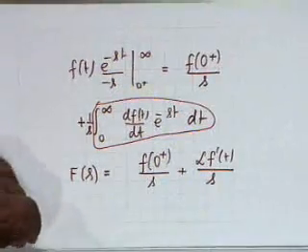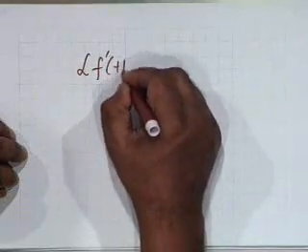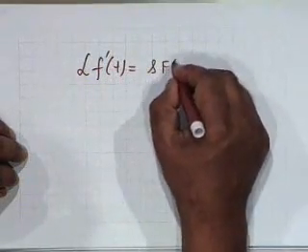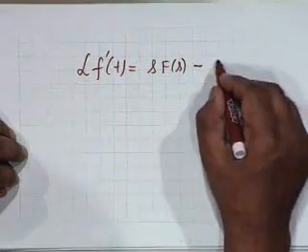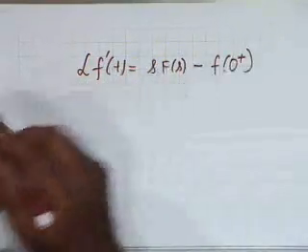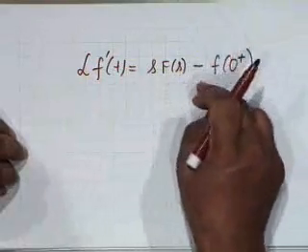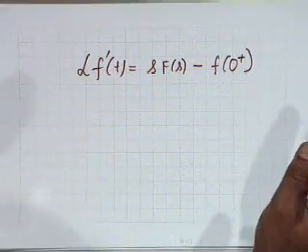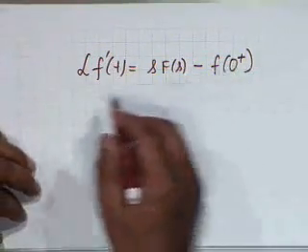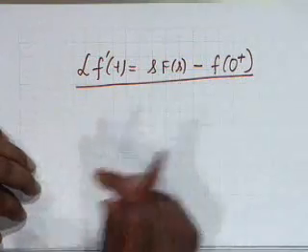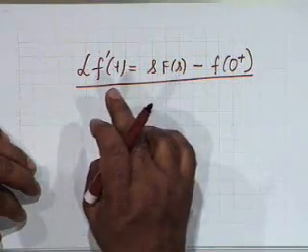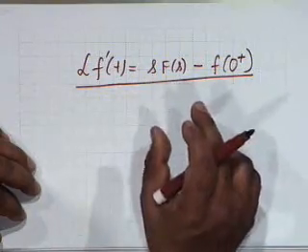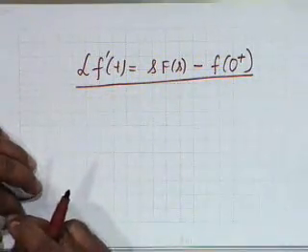we get the important result that for a one-sided function, Laplace of f prime of t is not only s times F of s, but we have to subtract f of 0 plus. This term comes because we are not considering the complete t domain. The function does not exist for t less than 0. This has to be remembered, that for a one-sided function, the Laplace of the derivative is not simply s times F of s, there is a constant which has to be added.